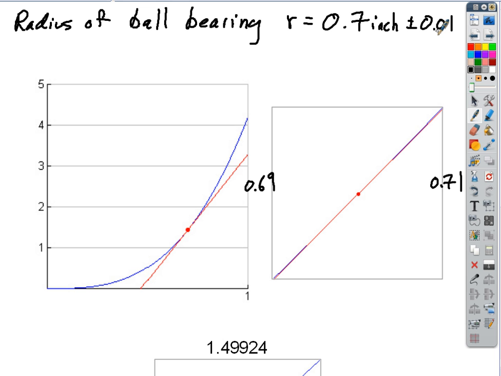Now, if I want to calculate the volume of the ball bearing, what's the formula we use to calculate the volume of a sphere with a known radius? What is it again? No, that's surface area. What's volume? 4/3 pi r cubed. Yeah. So volume is 4/3 pi r cubed. So if I calculate the volume of this ball bearing, I can plug in 0.7 inches, and I'm going to get some answer out of this.